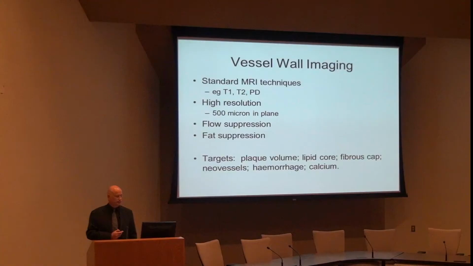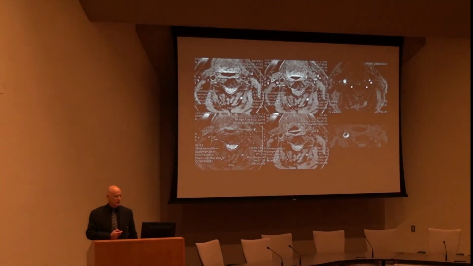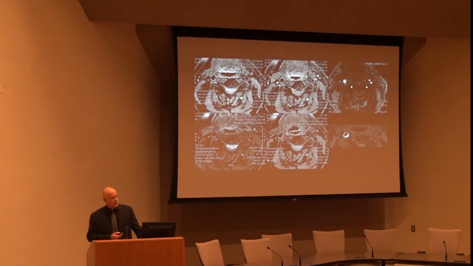The targets that we can look at, as I've just said, are plaque volume, lipid core, fibrous cap, new vessels, hemorrhage, and calcium. So getting down to the nitty-gritty, these are the types of images that we can acquire. We tend to get about 6 different weightings at each individual slice of both carotids, so there's a lot of information.